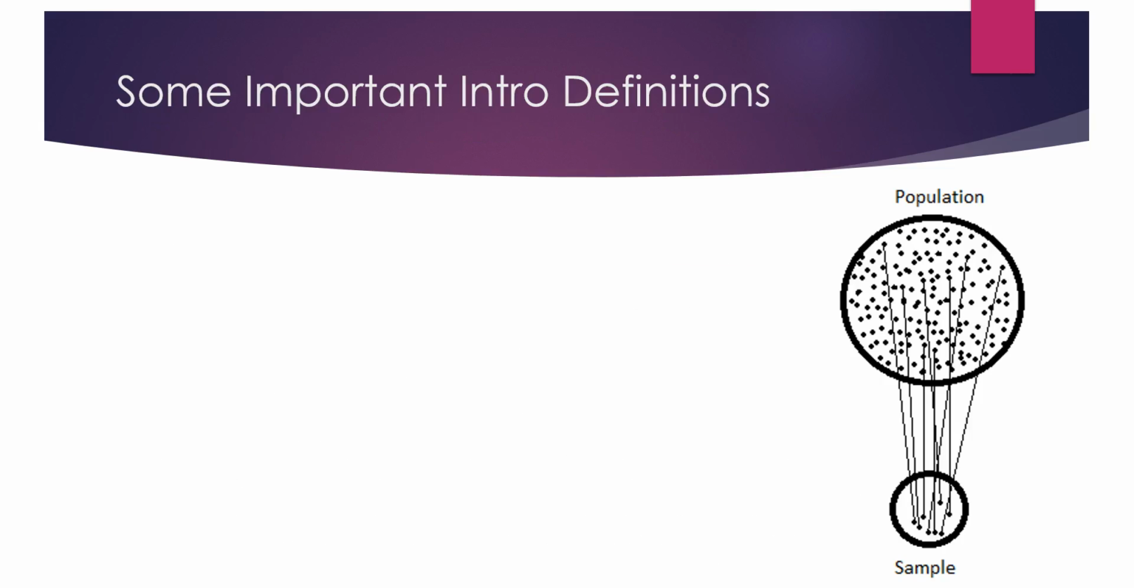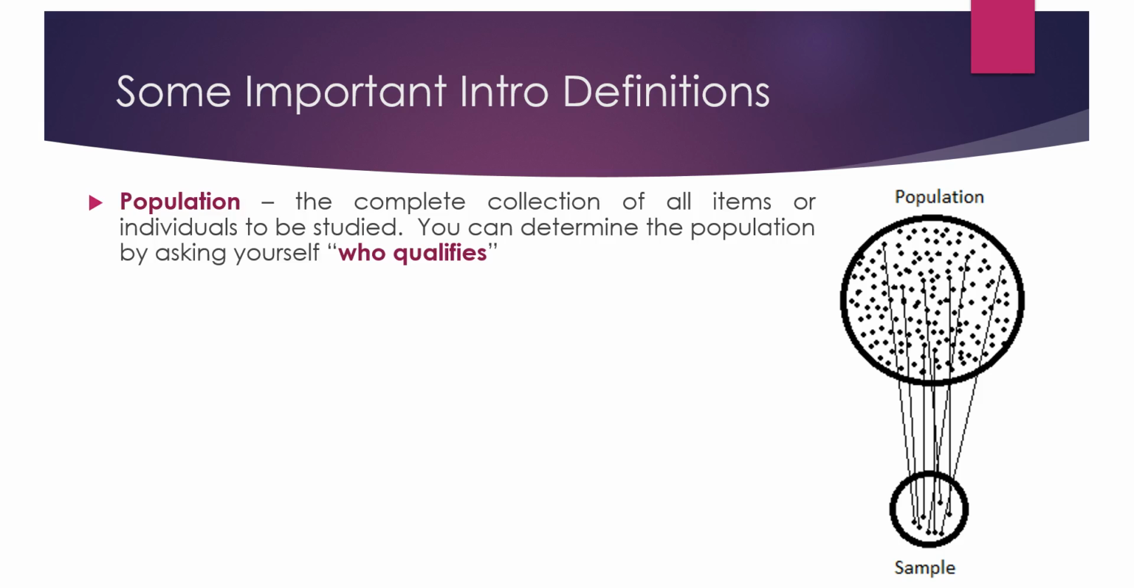So we're going to start with some important definitions. I have this nice little image over there that we'll get to. So the first one is a population. When people hear the word population, I think they typically think about the people in the United States or a country's population. Definitely a population. However, it's going to mean a lot more than just that now. So a population is the complete collection of all items or individuals to be studied. You can determine the population by asking yourself, who qualifies?